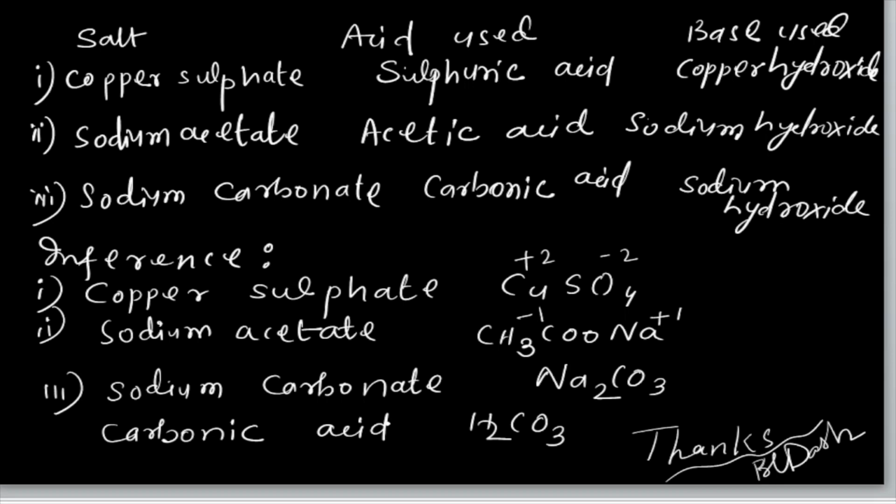This is the minus 1. Sodium carbonate, Na2CO3. Why the formula like this? Because carbonate is 2 and sodium is 1. From this formula we can say the acid is carbonic acid and the base is sodium hydroxide. So what is the conclusion? Salt is formed by the combination of acid and base. From the salt we can diagnose what the acid and what the base are, which when they combine give the particular salts.